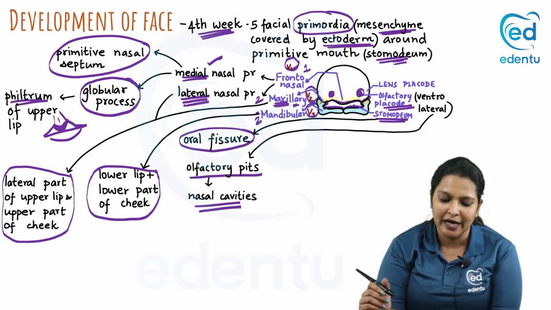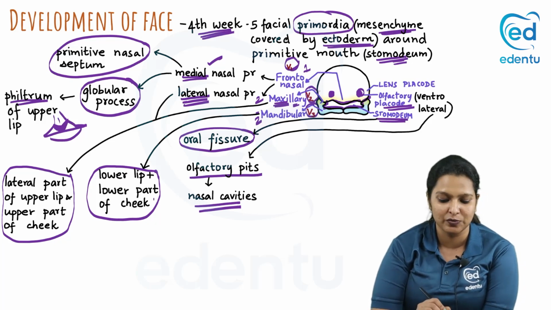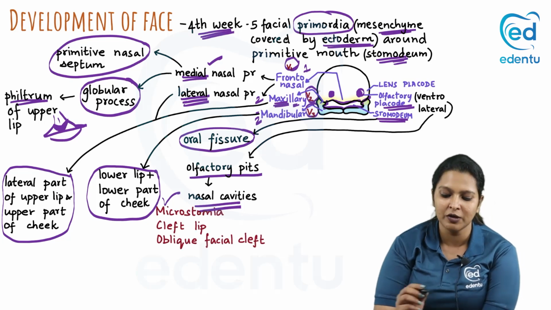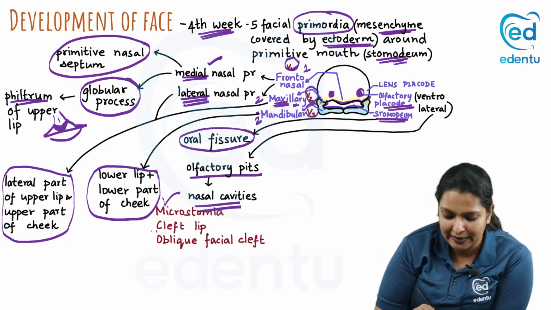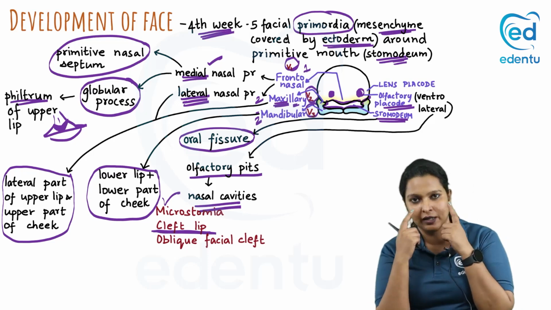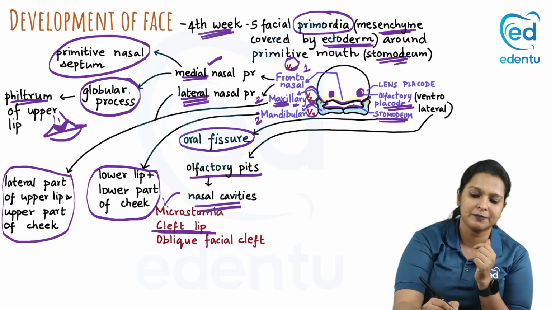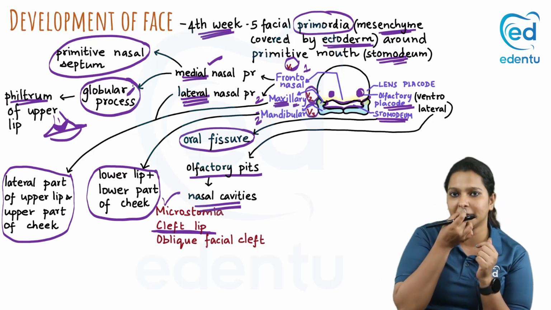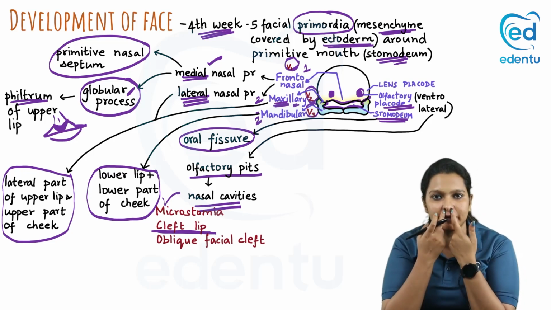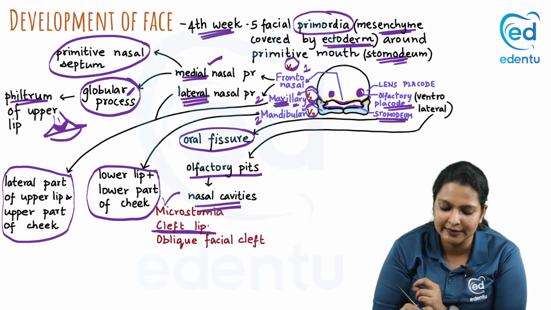And then we have the mandibular process that forms the lower lip as well as the lower part of the cheek. There is one more defect here called the cleft lip. Okay, if both the side maxillary processes do not meet the globular process. Okay, the globular process forms the middle part of the upper lip. If these two do not meet there, then it will lead to a cleft in this region. It can be on one side or it can be bilateral. That is called the cleft lip.